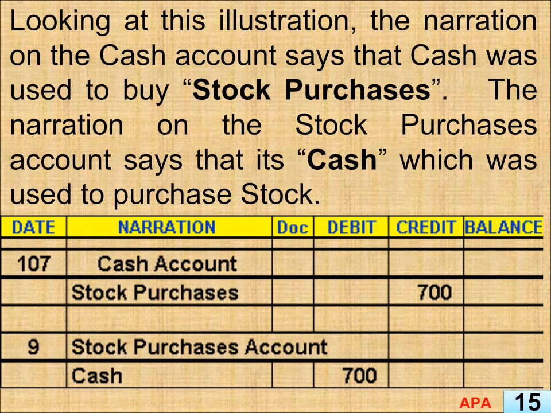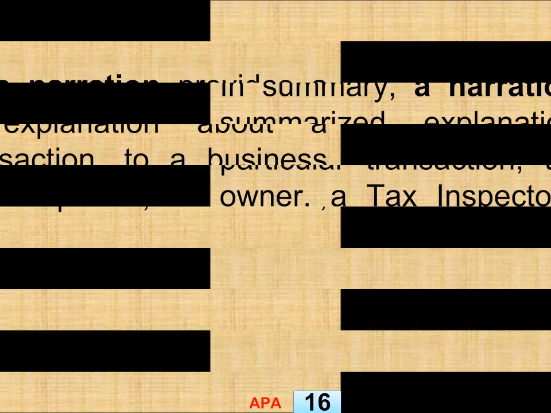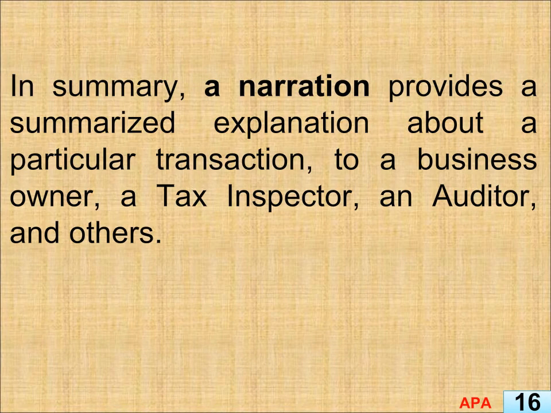Looking at this illustration, the narration on the cash account says that cash was used to buy stock purchases. The narration on the stock purchases account says that it's cash, which was used to purchase stock. In summary, a narration provides a summarized explanation about a particular transaction to a business owner, a tax inspector, an auditor, and others.